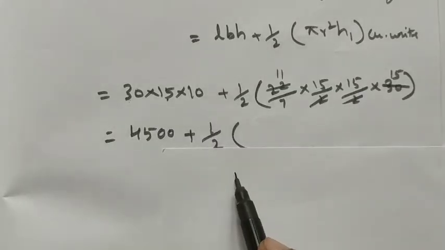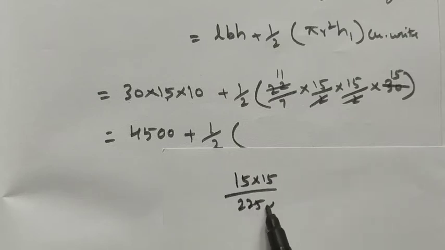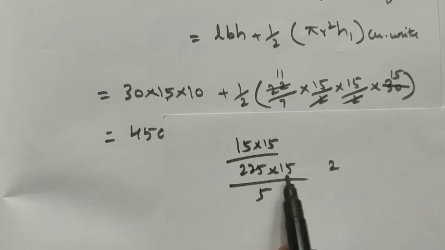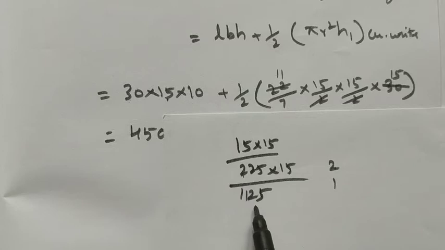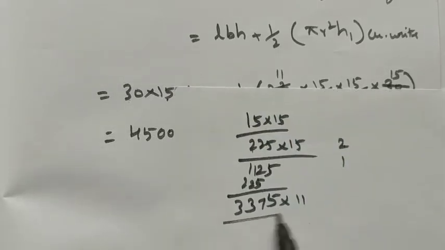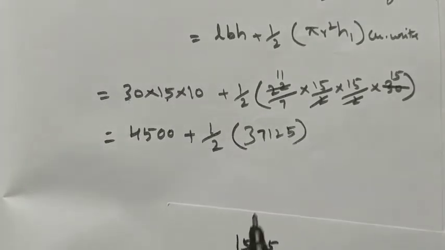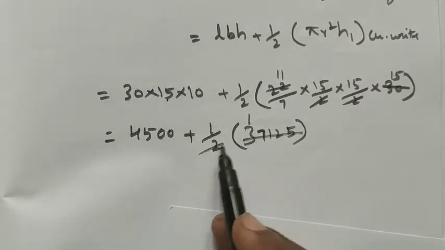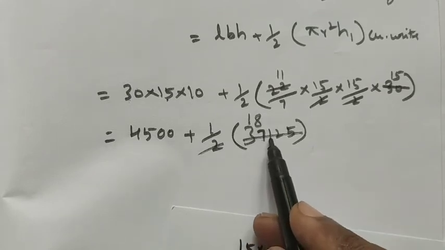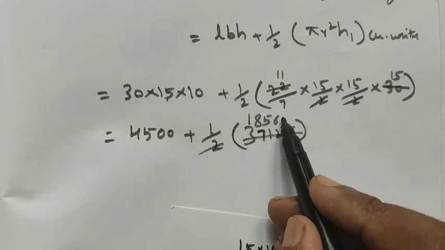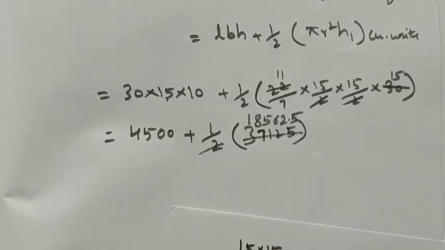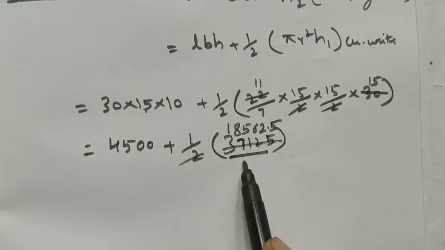15 into 15 into 15, 15 into 15 is 225, into 15 is 3375. Then again 3375 into 15 gives 50625, and dividing by 2, we get 25312.5... continuing the computation, the term comes to 562.5 with a denominator of 7.